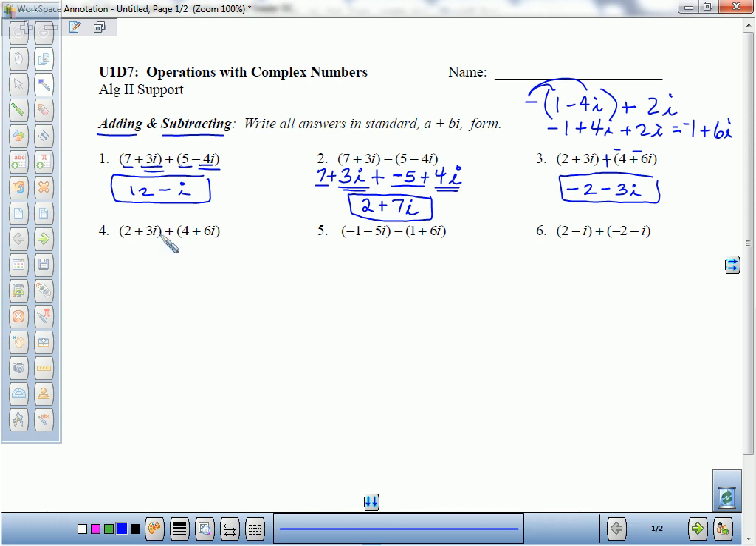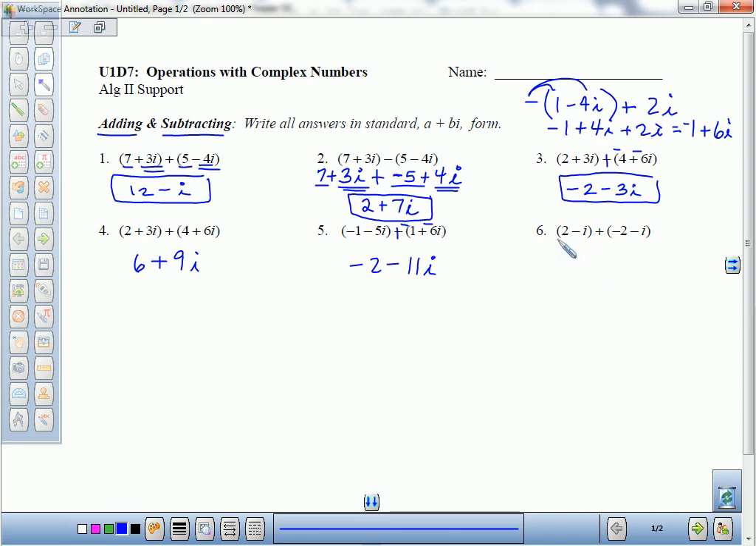So here, this is just a sum, so we just add the real parts, add the imaginary parts. Now this is a difference. So everything that follows the subtraction, we change to adding the opposite. So we get negative 2 minus 11i when we put our real parts together and our imaginary parts together.